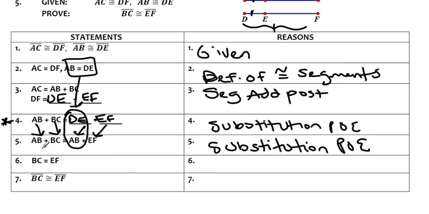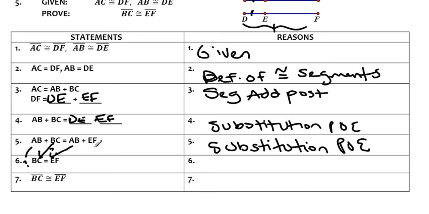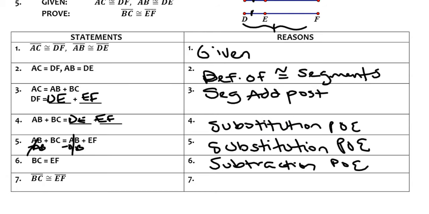Okay, moving on to number 6. Let me clean it up. AB is no longer on this side. BC is there. AB, once again, is gone, and EF is still there. So what's going to allow us to get rid of the same thing on both sides of the equation? Well, if we subtract AB from both sides of the equation, they're gone. BC will equal EF, so that's subtraction property.